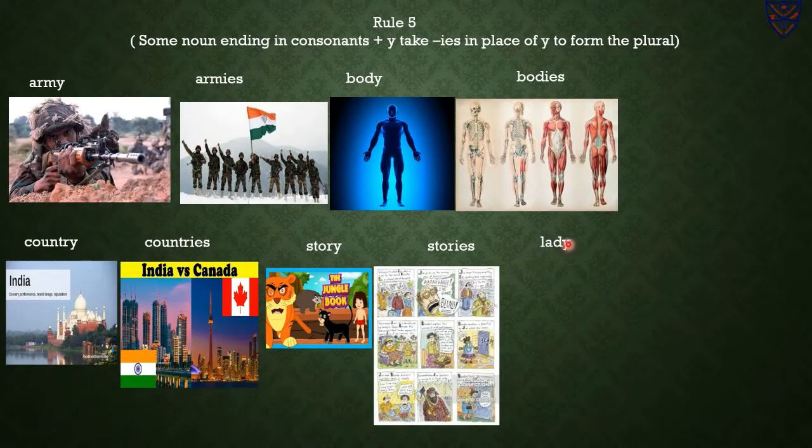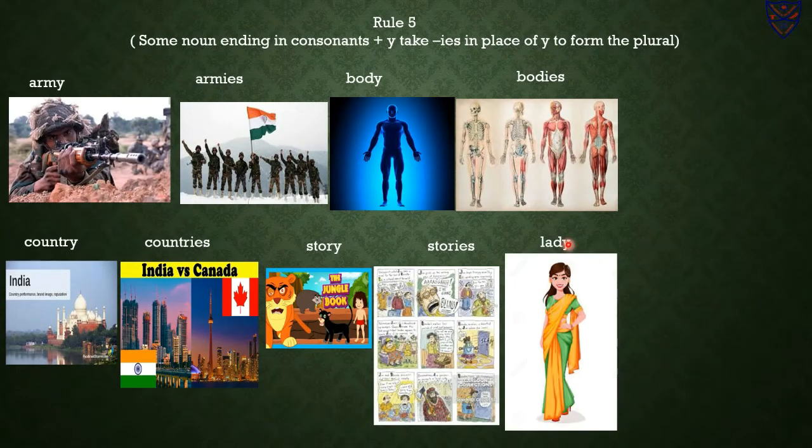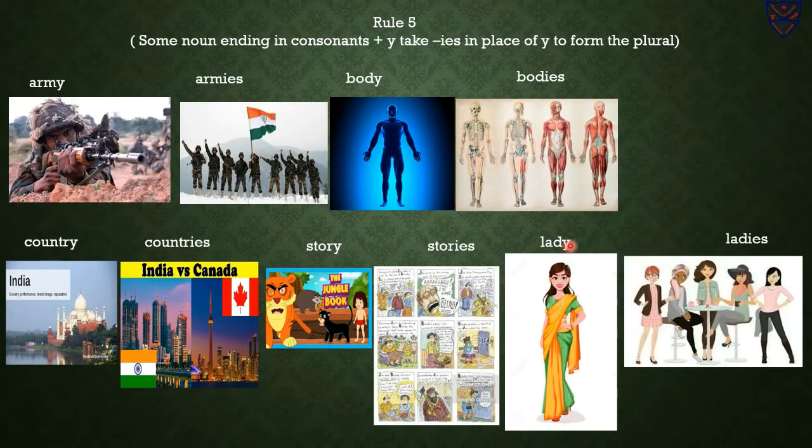Lady. At last y is there. Lady means one, singular itself. Now to convert this lady into plural, but before that you have to see before y you can see a consonant here. So what will it become? Ladies. We have to cut y and add ies. Okay. Understood, students?